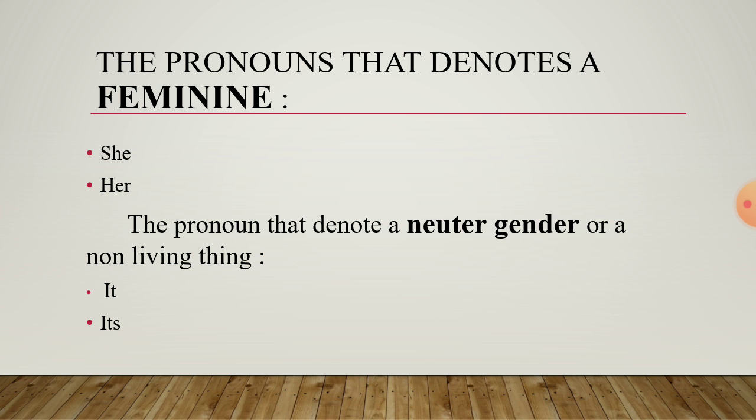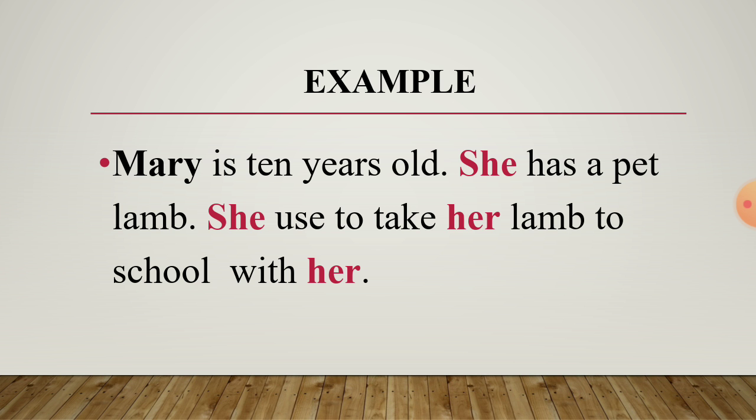The pronouns that denote the feminine gender are she and her. The pronouns that denote the neuter gender or a non-living thing are it and its. For example, read this sentence. Mary is 10 years old. She has a pet lamb. She used to take her lamb to school with her.